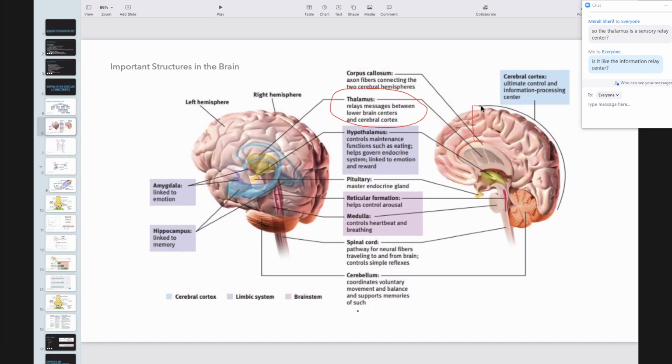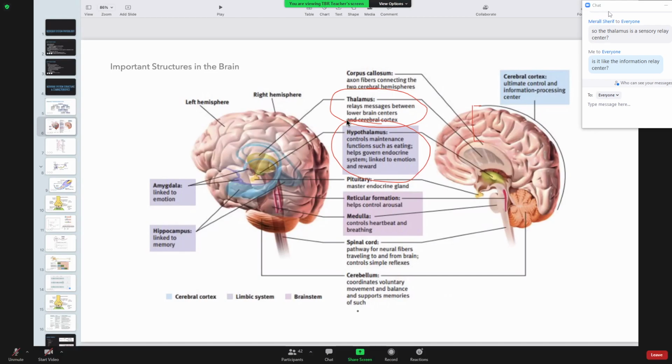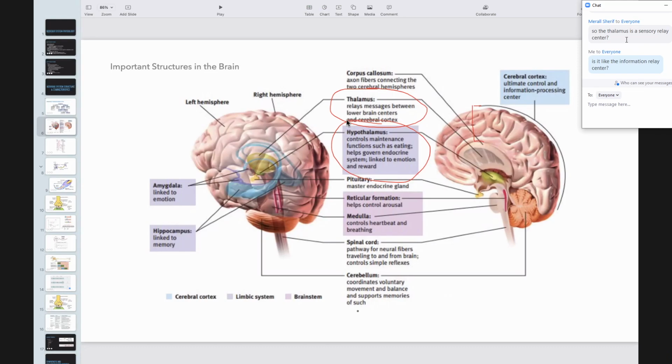Pretty much the thalamus is the information relay center. Then you have the hypothalamus, where nervous system information comes into your brain, and that is where you have the crossover between the nervous system and the endocrine system, so your hormonal pathways and hormonal signals. We'll touch on it briefly at the very end of today, but we'll flesh that out in the endocrine lecture. It's really cool stuff. So thalamus, essentially the brain relay center.